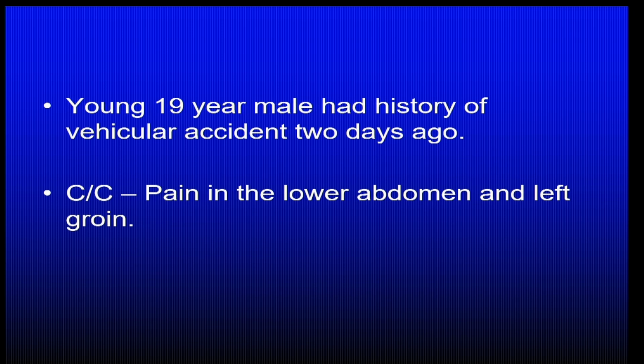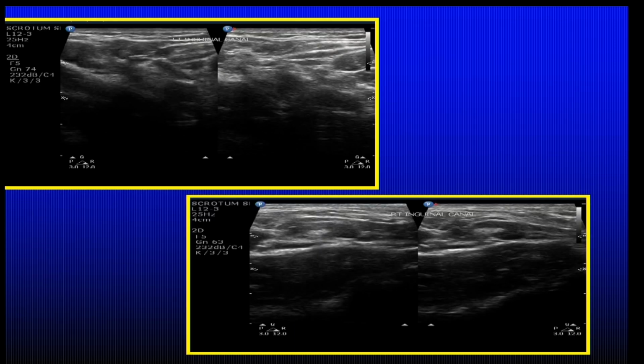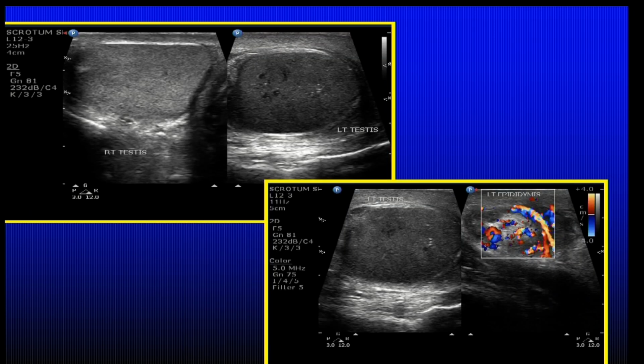Now this was an interesting case where a history of vehicular accident had happened 2 days back, and the patient again came with pain. This was a guy who was very coy in nature. We started screening him, and he said it hurts on the left side, and he kept on shying away. The abdomen was completely normal. Then, out of my own interest, I said, let me screen the inguinal canal, because he kept complaining of pain on one side. But see what happens.